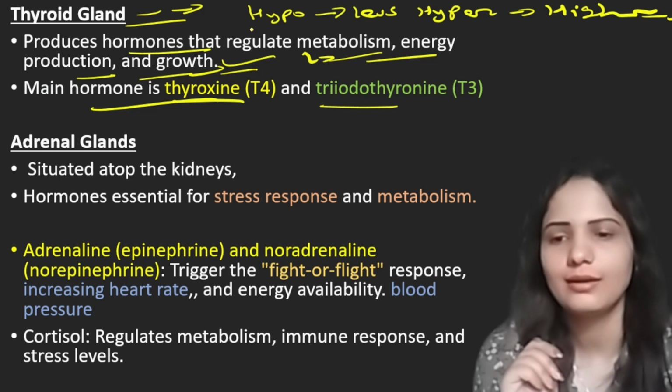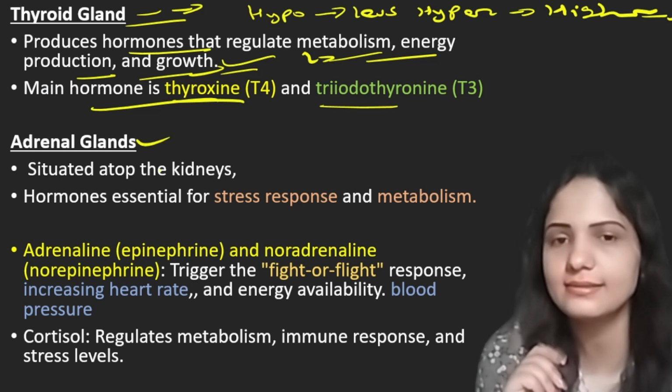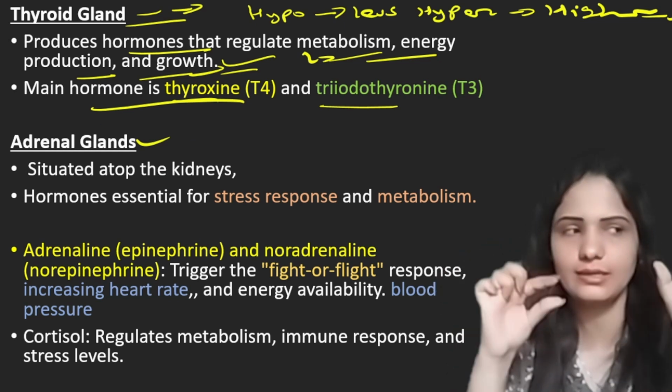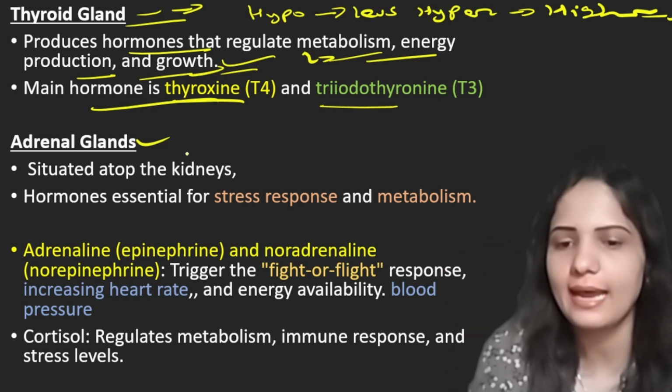Now we have the adrenal gland. Adrenal glands are located on the top of the kidneys. Left kidney, right kidney. We have a pair of adrenal glands.